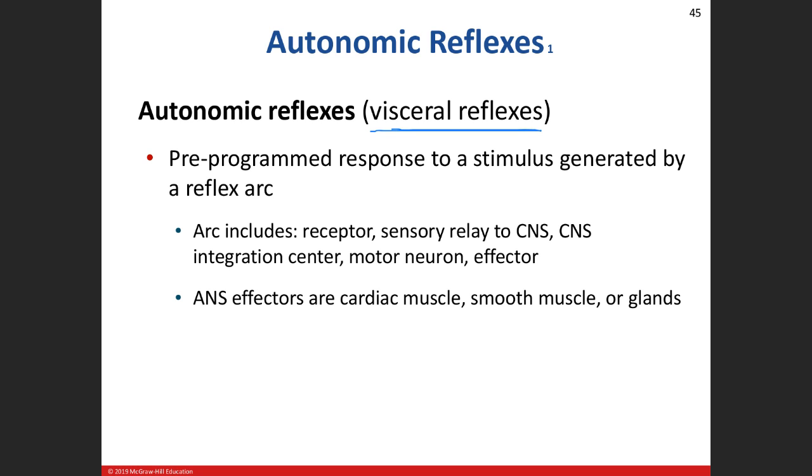So I'm just going to give you the broad kind of outline, all right? We already learned about a reflex arc in chapter 14, okay? And so we know that there's a couple things that are involved in a reflex arc, and we're going to see that here.